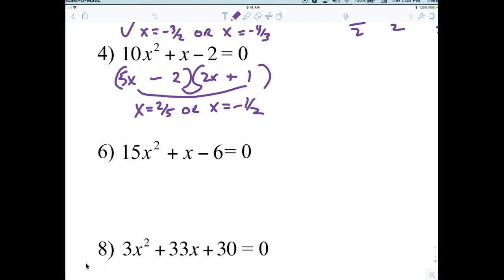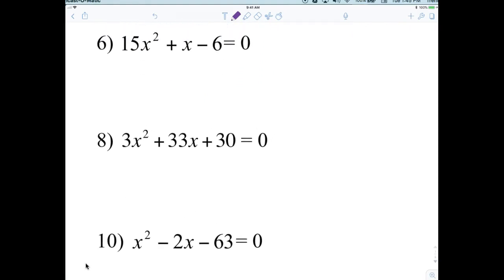Anybody have any objections to that? All right, let's see. Let's have the fun continue. All right, number 6. How am I breaking down 15? All right, let's see what you can do, guys.